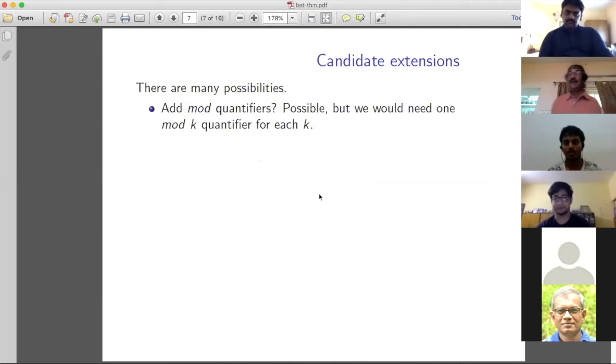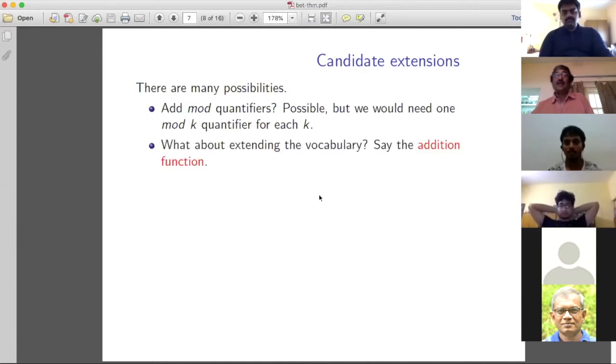Now that you can't write in first order logic for an arbitrary k. But this really means that you will need to add one mod k quantifier for each k. I'm not afraid of it, you can do that. But yeah, so that's one. What about extending the vocabulary?